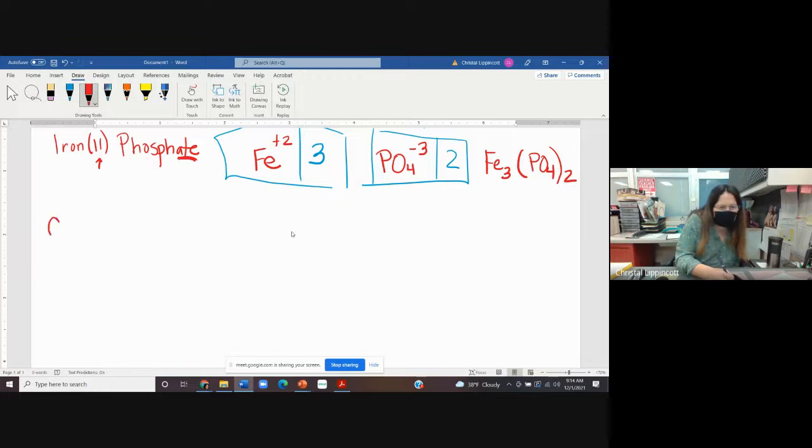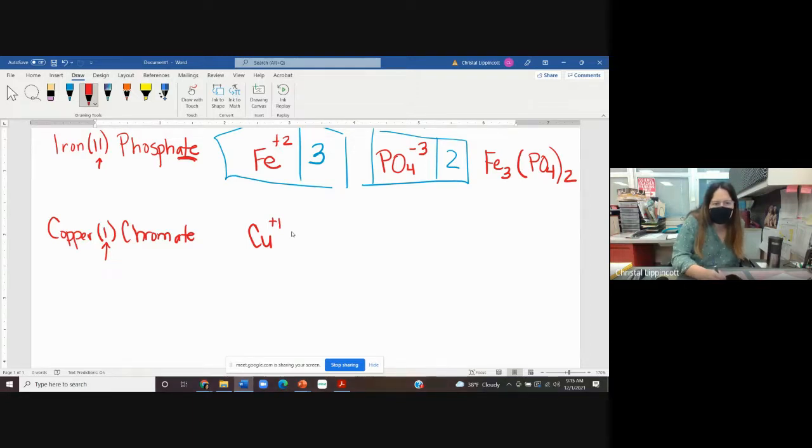All right, next one then is going to be copper 1. So copper, we've got 1, and that's going to be copper 1 chromate. So I've got my copper. It's a Cu. I know what my oxidation number is going to be. That's going to be a +1. They told me that right here.